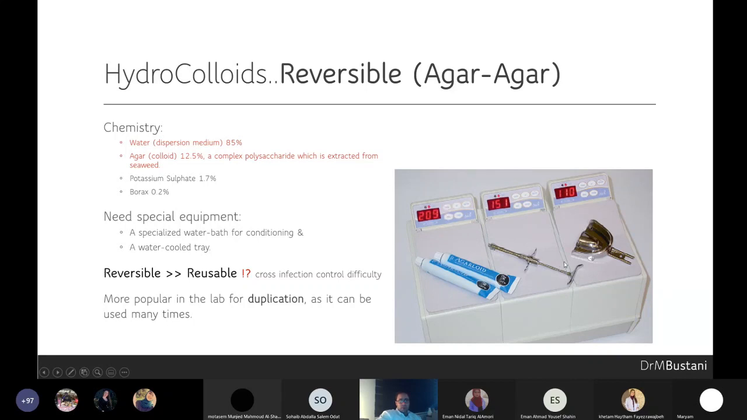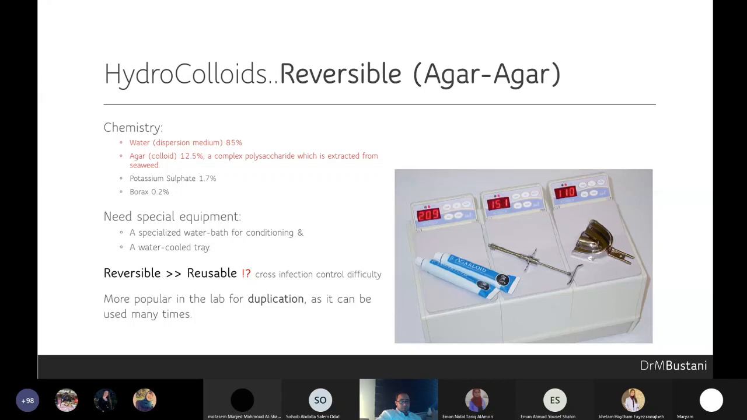Okay. Then we have this tray. It's a special tray with a water current running from one side all the way to the other to start the setting reaction of the material inside the patient's mouth. Then when we take it out, the material will be in its gel state. So this material needs some special equipment, and it's a bit expensive, so we don't use it anymore.